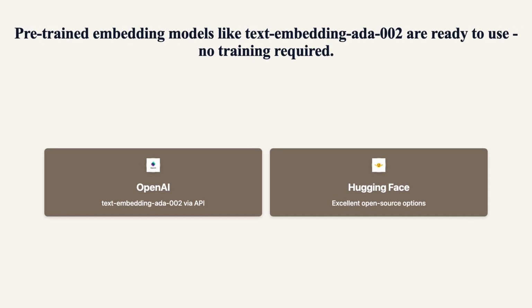The great news is you don't need to train these embedding models yourself. These GPS coordinates are created by specialized embedding models that you can use directly. OpenAI provides text embeddings, and there are excellent open source options from Hugging Face. These pre-trained models have already learned to map language to meaningful vector spaces. You simply send text to the API and get back the embedding vector.